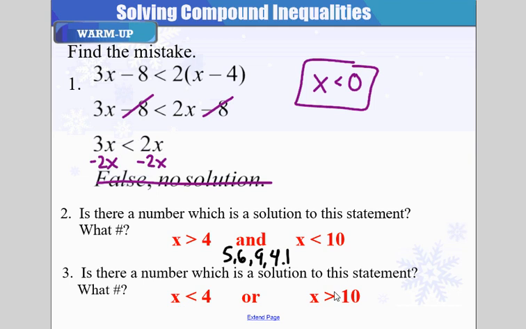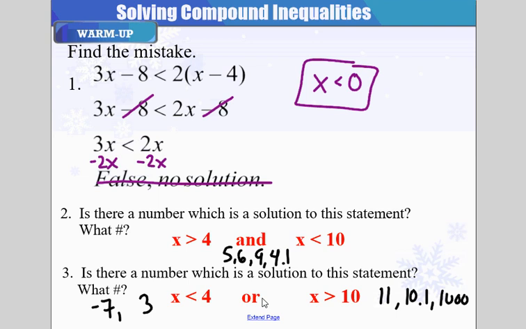Yeah, there's also a lot of those. There's 3. 3 is less than 4 or bigger than 10. When we use the word or in math, you just need to be one or the other. What else would work? -7 would work. 11 would work. 10.1, 1,000. There are lots of numbers that are less than 4 or bigger than 10. You just need to be on one side or the other.